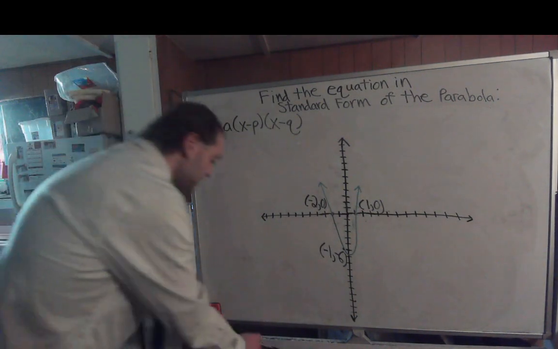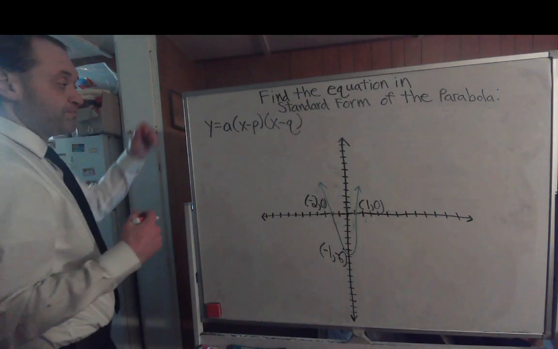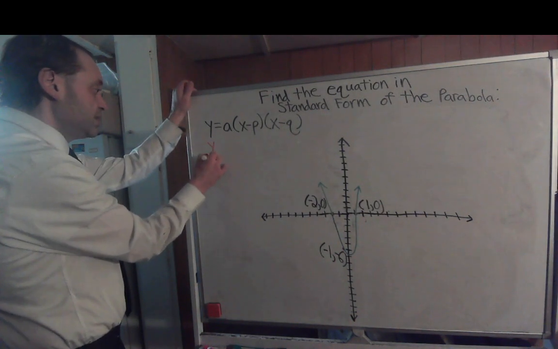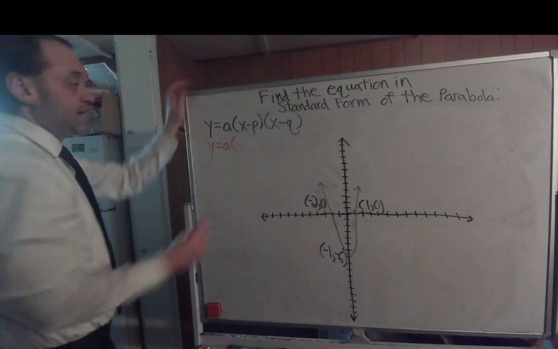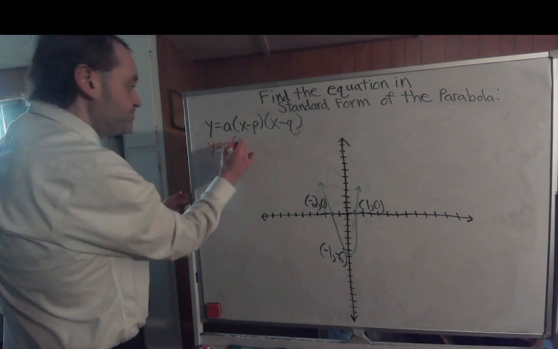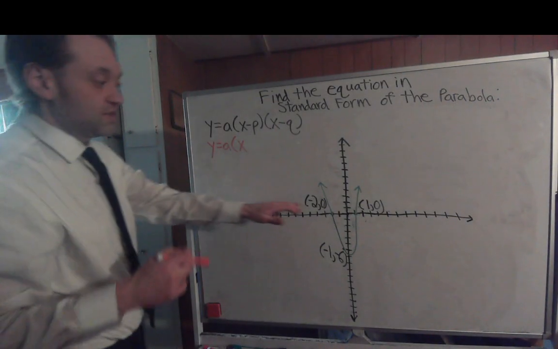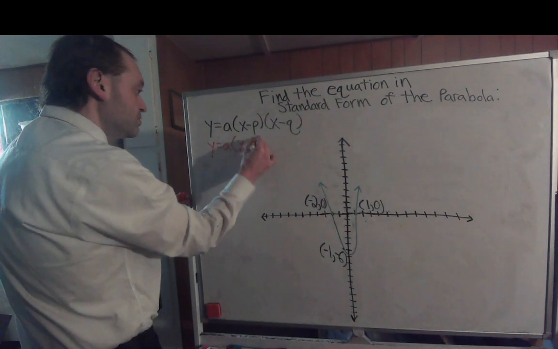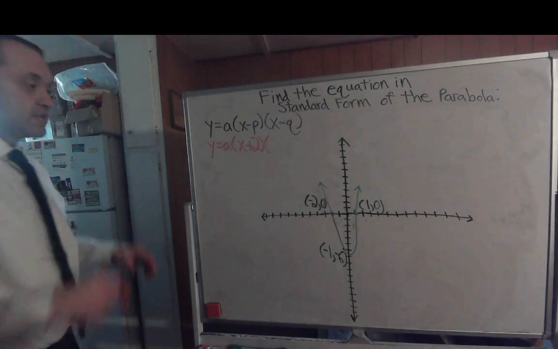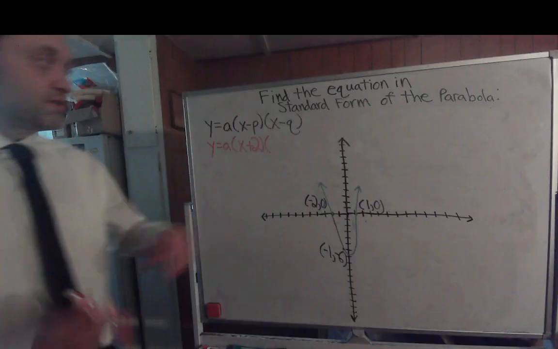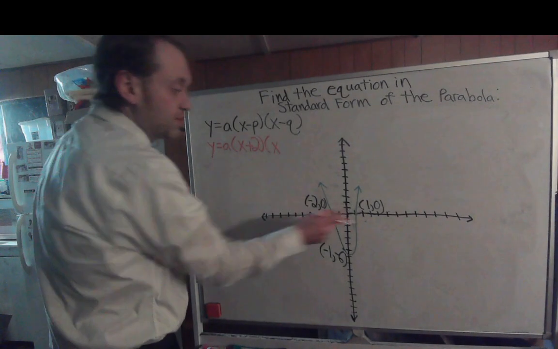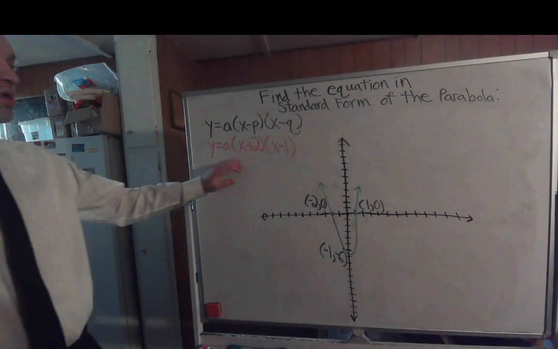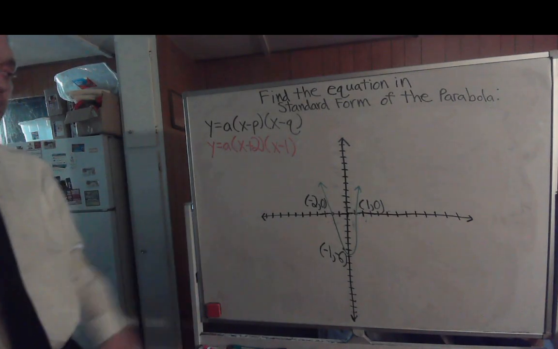Alright, well, in this case, we want to start with these particular x-intercepts. So y is going to equal a times x minus your first x-intercept. Your first x-intercept is at -2. So x minus -2 would actually be x plus 2, times the quantity of your next one. Your second x-intercept would be x minus your other intercept of 1, so x minus 1. So y equals a times the quantity of x plus 2 times x minus 1.